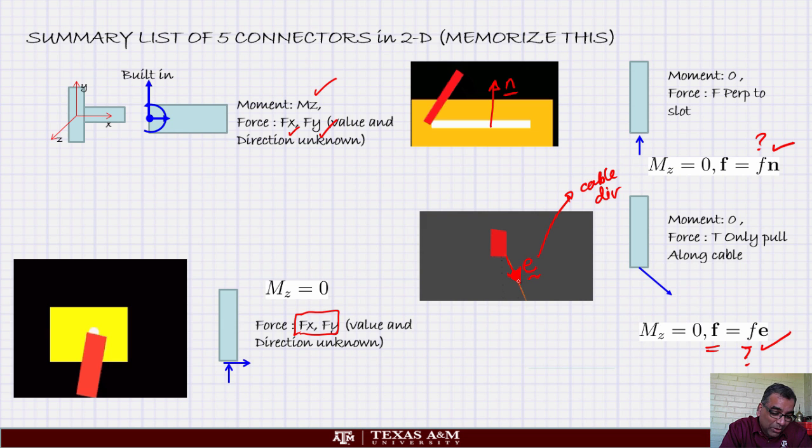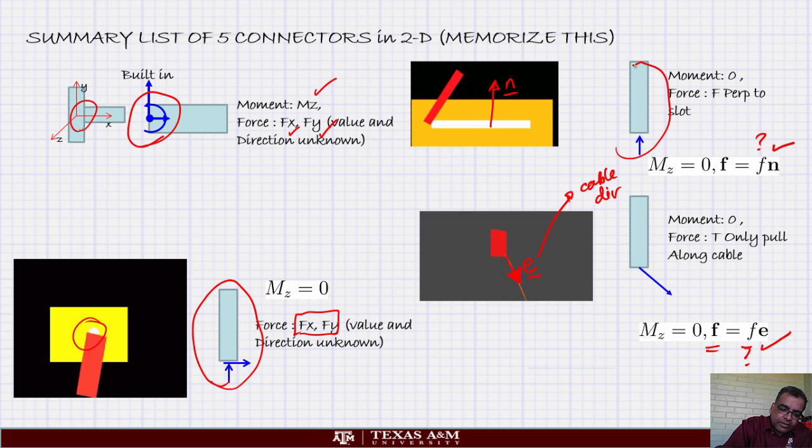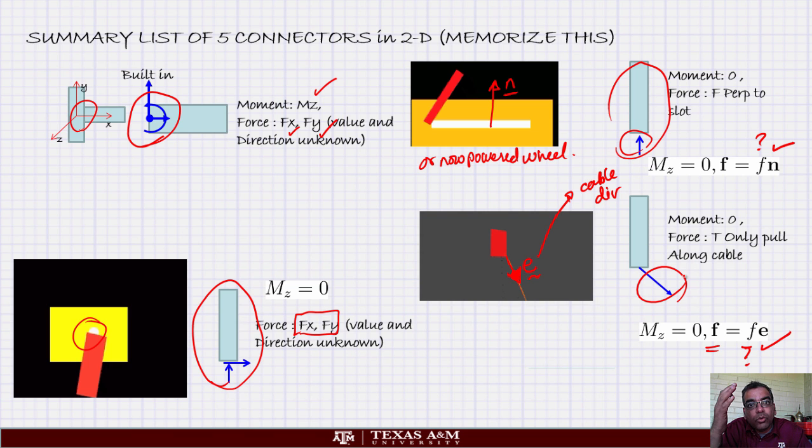Okay. And you need to memorize these four things. You should know which joint has which kind of force. So the minute you see something like this, you can replace it with that. The minute you see something like this, you can replace it with that. The minute you see something like this or a non-powered wheel, you can replace it with that. The minute you see a cable, you can replace it with that. If you remember these four things, you can do quite a few free body diagrams very easily. Okay, so it's well worth memorizing. So please memorize it. Thank you.